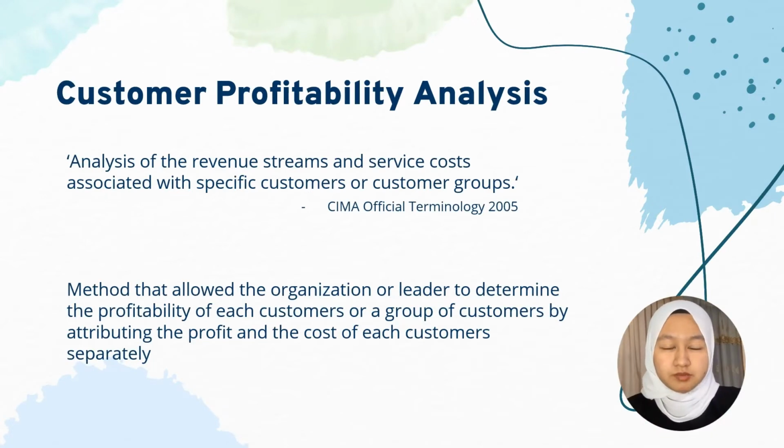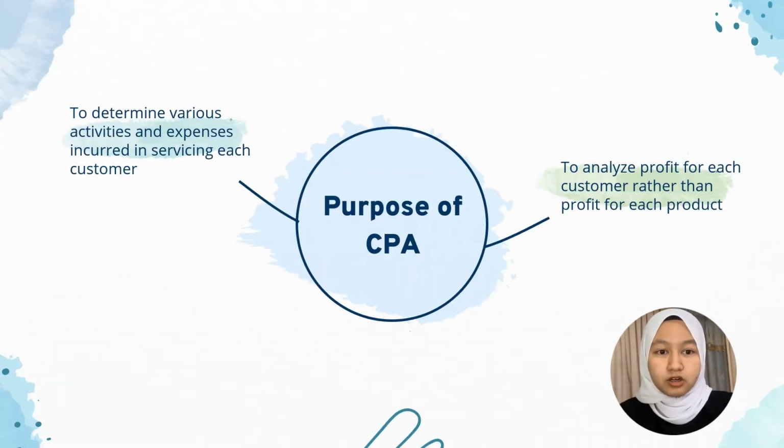What is customer profitability analysis? The SIMA official terminology 2005 states that customer profitability analysis is the analysis of the revenue streams or service costs associated with customers or customer groups. It is a method that allows the organization or leader to determine the profitability of each customer or a group of customers by attributing the profit and cost of each customer separately. The purpose of customer profitability analysis is to determine various activities and expenses incurred in servicing each customer.